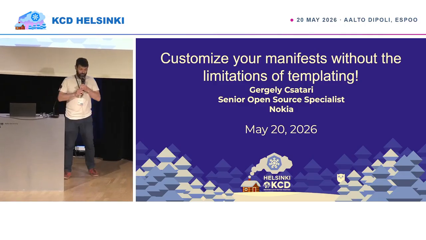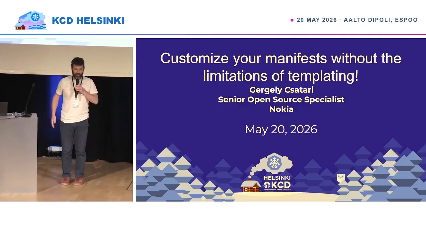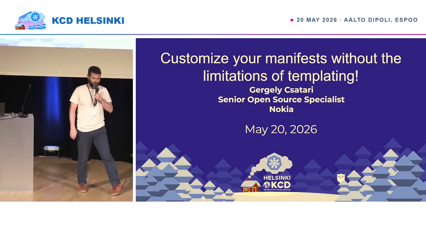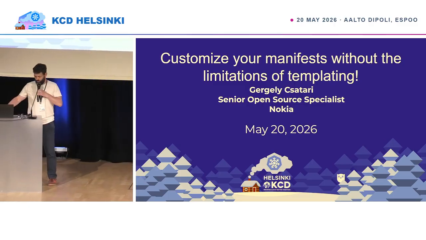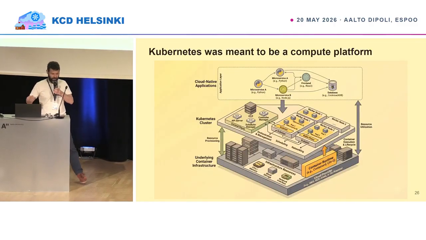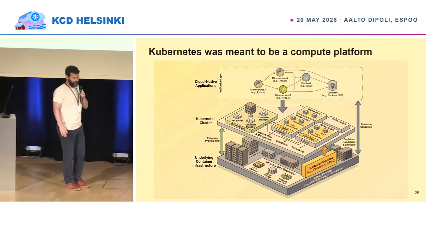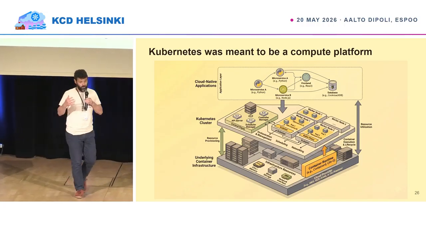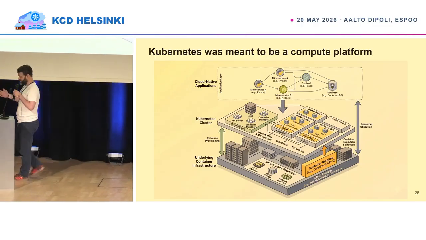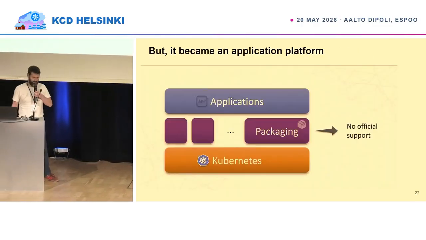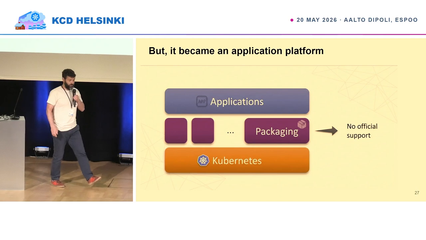All right, so what I want to talk about today is customizing your Kubernetes manifests without the limitations of templating. So first, let's talk about what the problem is. Originally, Kubernetes was created as a compute platform. So the main thing of Kubernetes was to provide the basic compute constructs. But over time, it became an application platform.